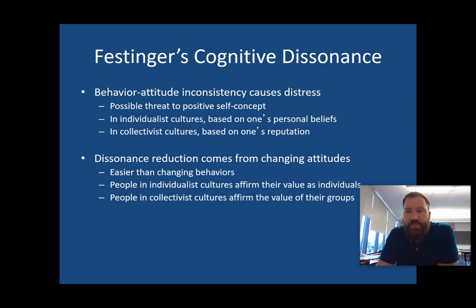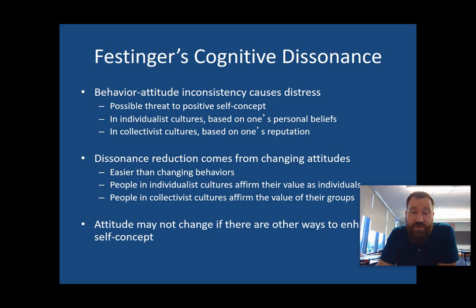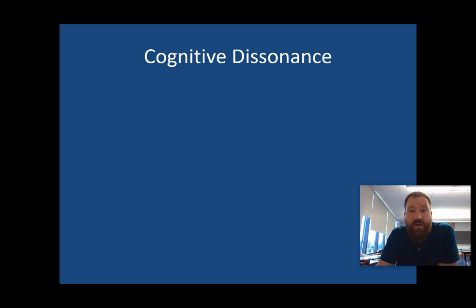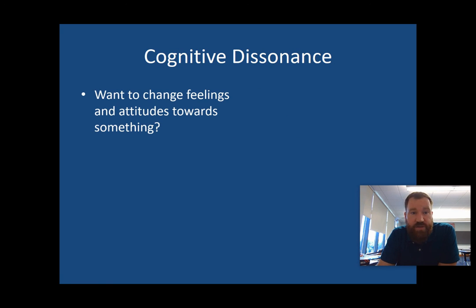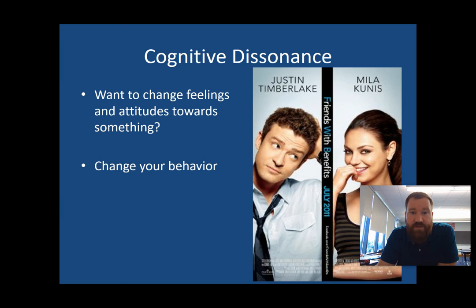So there's a cognitive dissonance there, but it's easier for people to change their attitudes than it is to change their behavior. Behavior change is really hard. So if you want to find a way to change someone's feelings and attitudes towards something, you need to change their behavior. And there's the movie that I've mentioned in class, with Justin Timberlake and Mila Kunis, or Ashton Kutcher and whoever the other person is.